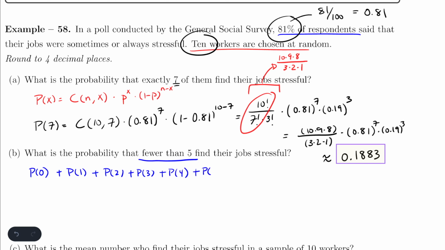probability of 5. Oh, and I just realized I misspoke there. I should not include plus the probability of 5 because it did say fewer than 5, right? It wasn't less than or equal to 5, it was fewer. So it would stop off at the probability of 4. So we need to correct that misspeak there.